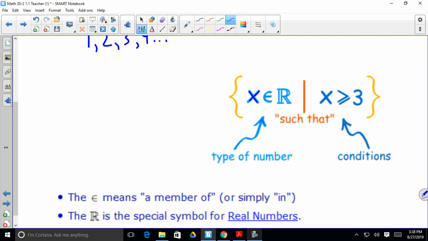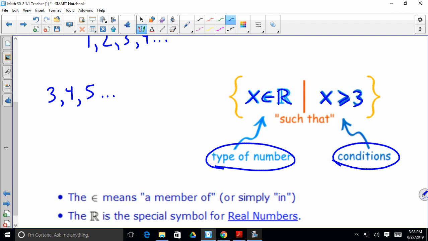So, x is a real number such that x is greater than or equal to 3. So what group of numbers is this? That's greater than or equal to 3. So we start at 3, 4, 5, keep on going. Now I want to stress here the type of number and the conditions part. The ∈ thing means a member of, or simply in. The R is a special symbol for real numbers, not imaginary.